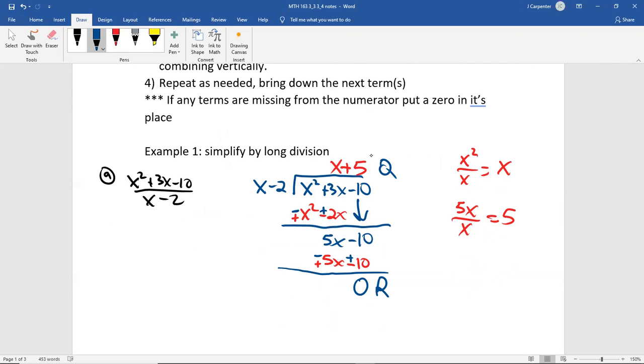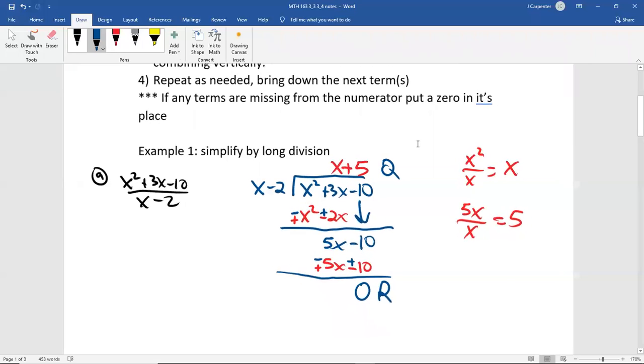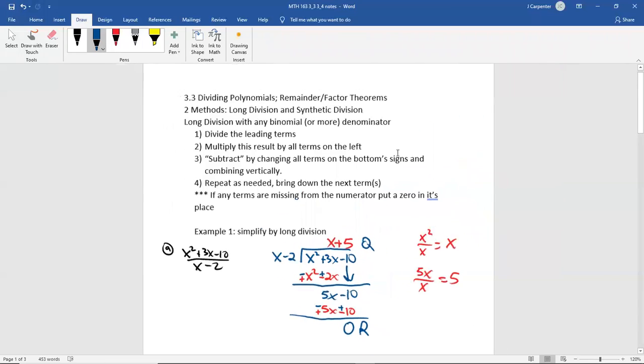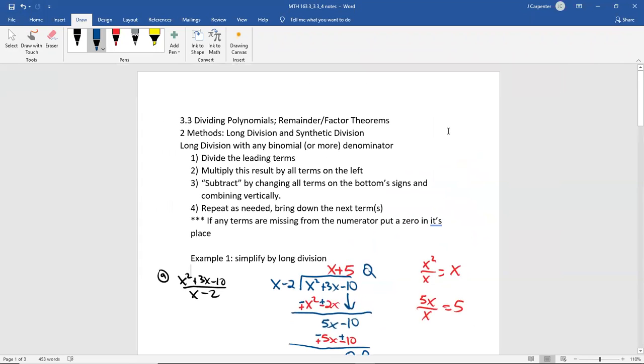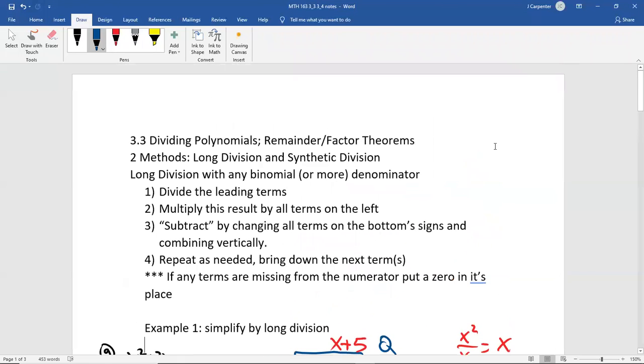Now, as a reminder, when you do long division, your answer goes quotient plus remainder over the original denominator.